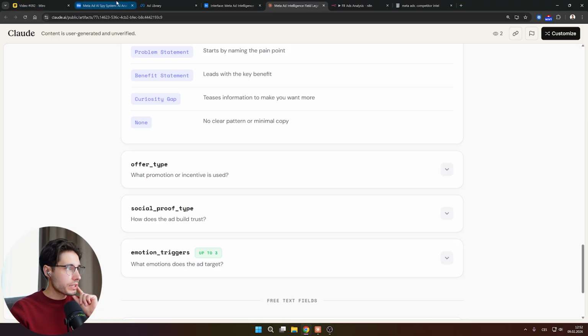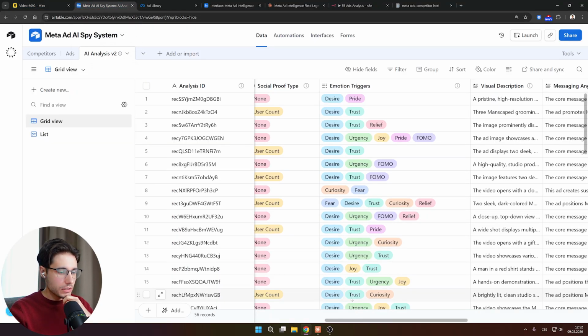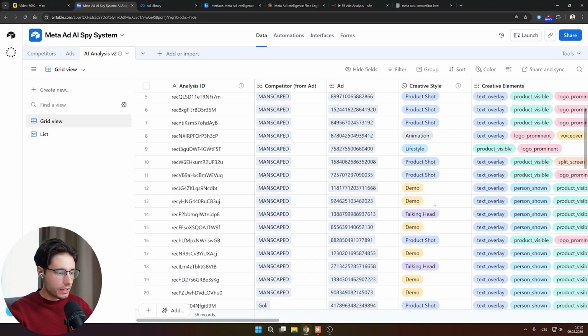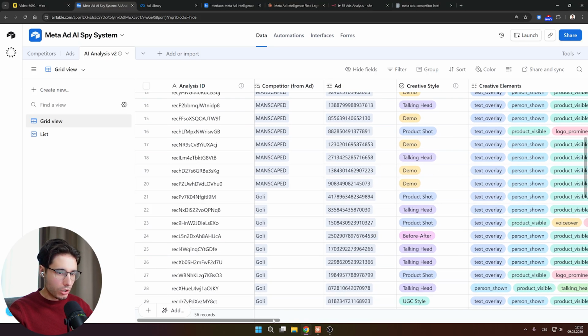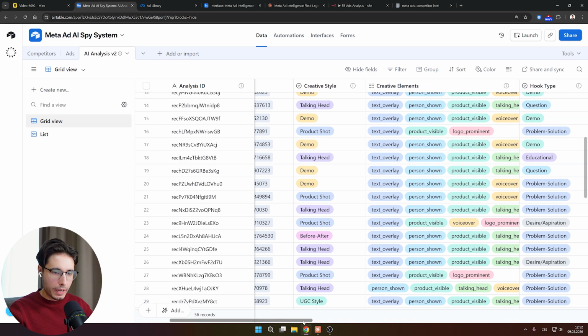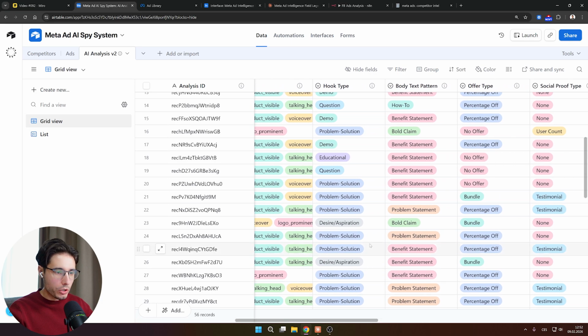And once we do that, the dashboard is then visualizing this. Because, of course, we analyze every single ad. That's useful, right? So if I go here on Golly, I can see that this particular ad is product shot. There is some text overlay, person shown. The hook is problem solution, the body text pattern is the problem statement, and the offer type is percentage off.